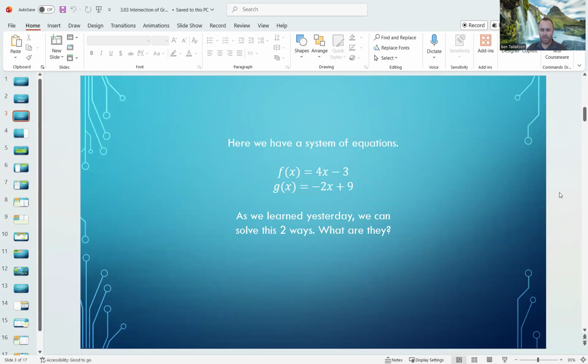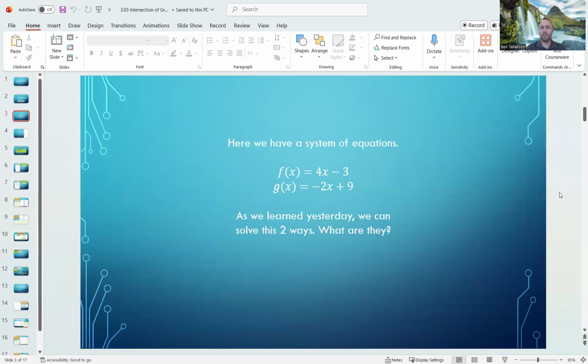Do you remember what makes this a system? Hopefully you thought, because there's at least two functions going on. Okay, so we have a system of equations and they want us to find the solution to the system, aka where f of x equals g of x.